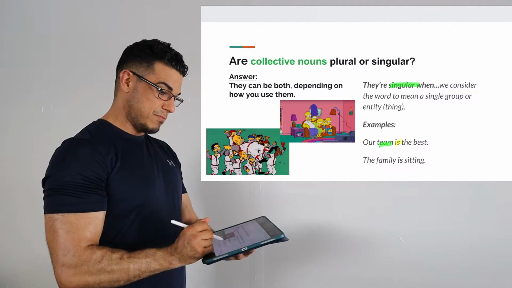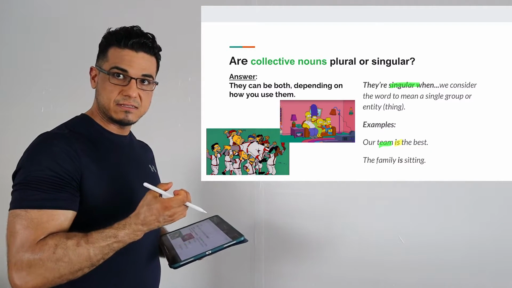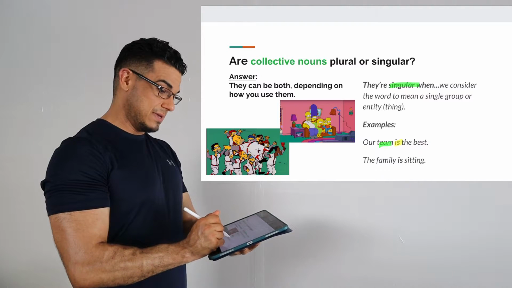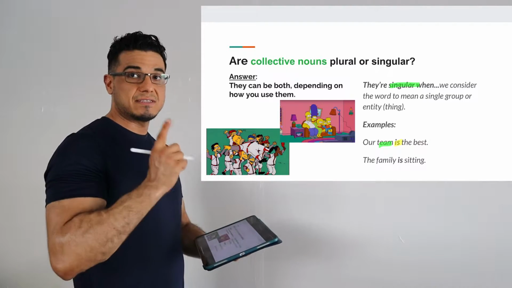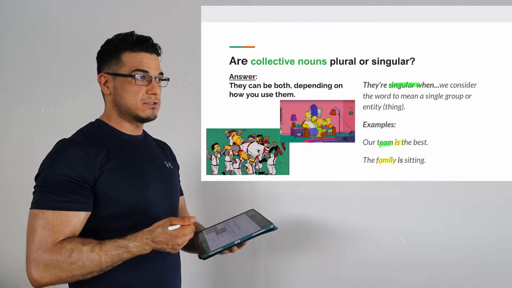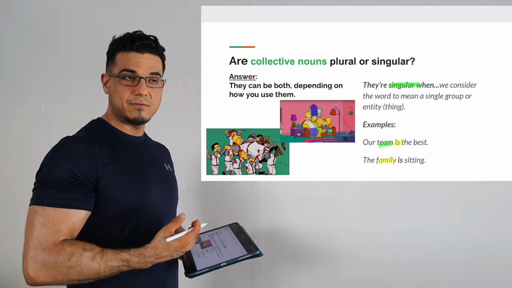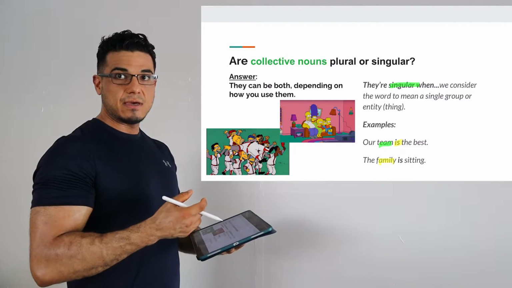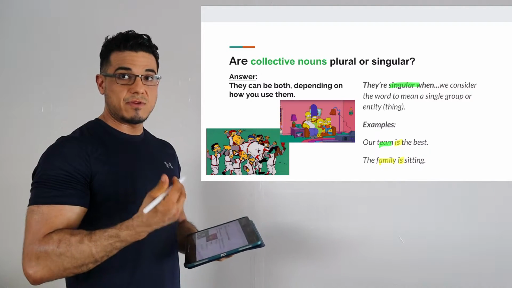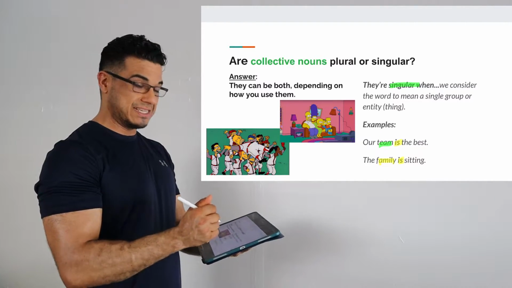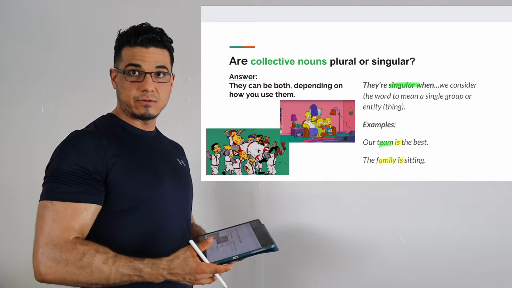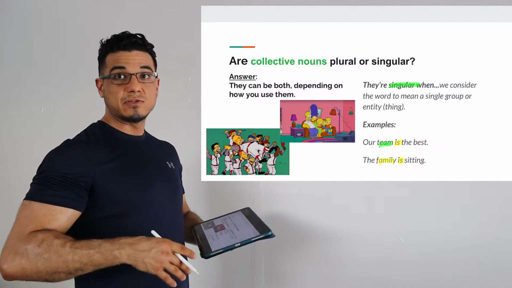Okay, so you'll notice that I bolded the verb is, and is a to be verb. And because I'm saying is, so our team is the best, I'm using it as a singular. Same thing here, the family, which in this case is going to be a group of related people or individuals. Again, it's a collective noun, but I'm using is to describe their action, right? So they are, in this case, sitting. So the family is sitting. I'm referring to them as a singular group, just in the same way as I refer to the team as a singular group.